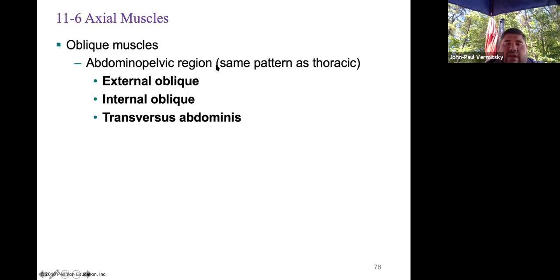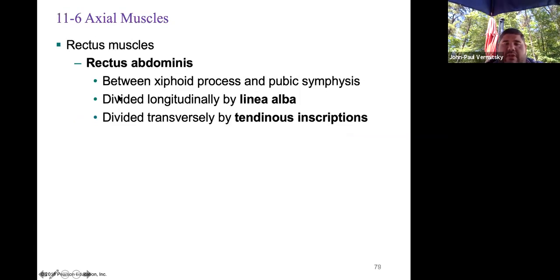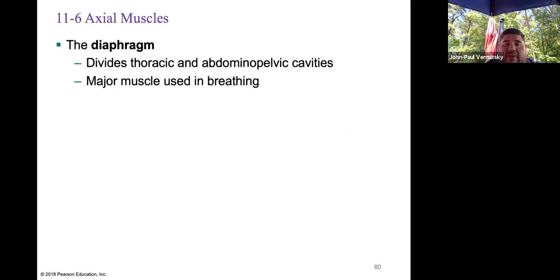Looking at the oblique muscles, you have your external oblique, internal oblique, and transverse abdominis. You also have the rectus abdominis muscles, which is going to be your primary flexor at the abdominal cavity there. And then finally, we have the diaphragm. This is the major muscle that's used in breathing, and this is actually going to be a huge muscle that forms the floor of the thoracic cavity and the roof of the abdominal cavity.